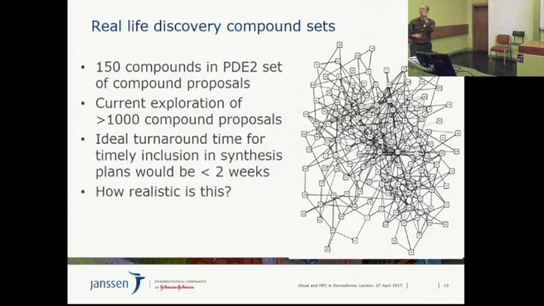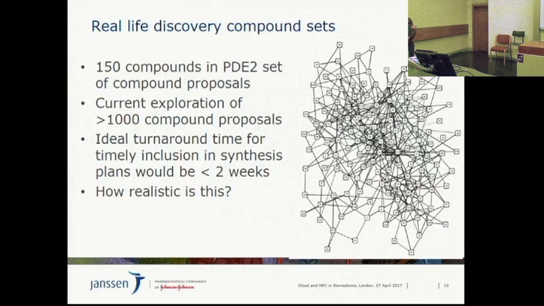And this is one project. We have 25 projects going on at any given time. So you really need more computation to deal with that. And currently, this is for one project, we're exploring over 1,000 compound proposals, which is actually quite a reasonable number to have.